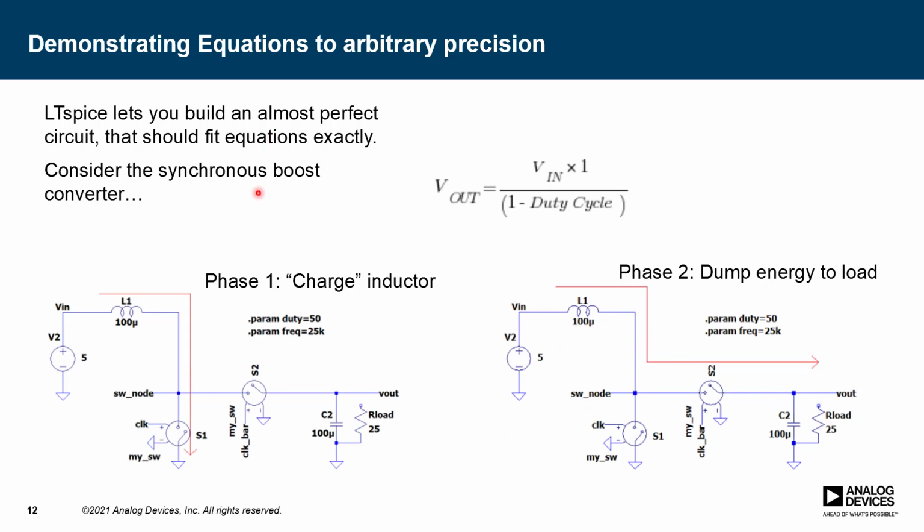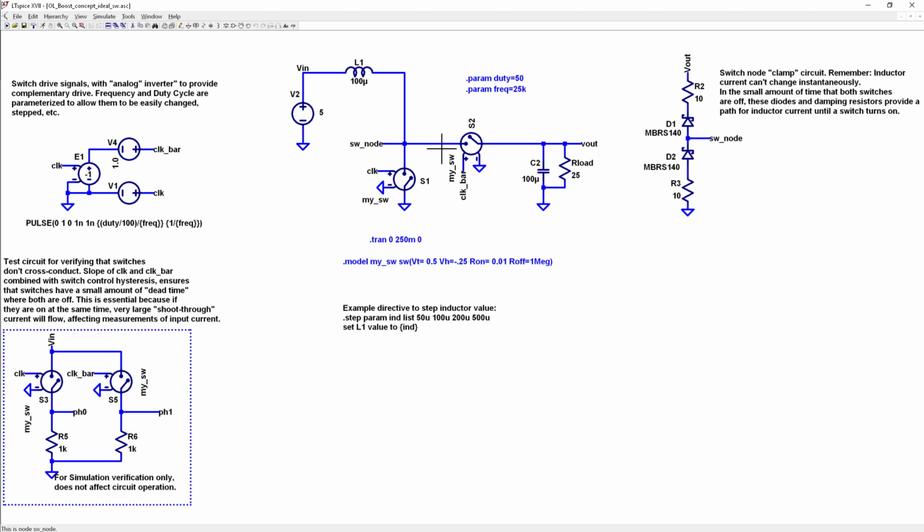If I go through the math and go through the textbook, every power electronics textbook derives this equation, where V out is equal to my input voltage over 1 minus the duty cycle. So if my duty cycle is 50%, then the denominator becomes 1 minus 0.5, and I multiply by 2. If my duty cycle is 99%, I get a factor of 100 boost, and so on. So let's see what this looks like in LTspice.